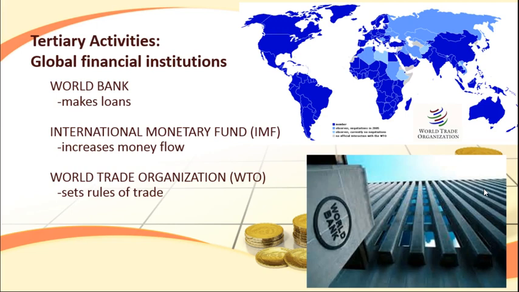So the World Bank makes loans, the International Monetary Fund increases money flow throughout the world, and the World Trade Organization sets the rules of trade. Now, not everybody has to participate by these, but that's how you get things like sanctions and stuff. But ideally, everybody agrees to cooperate globally, right? But we know that doesn't always work out.